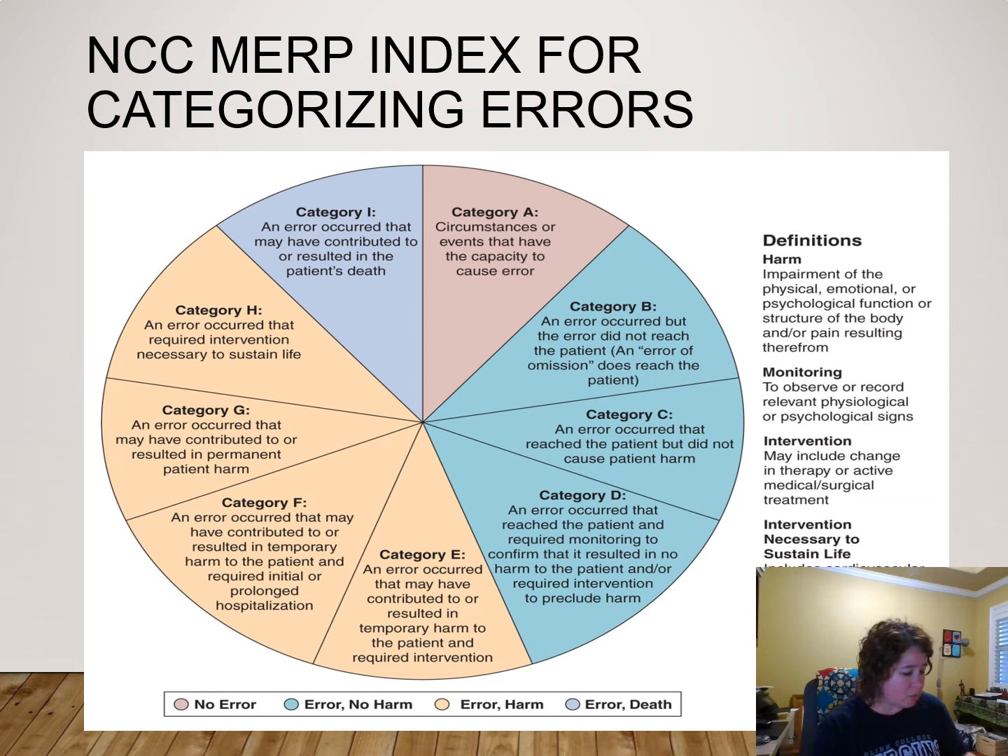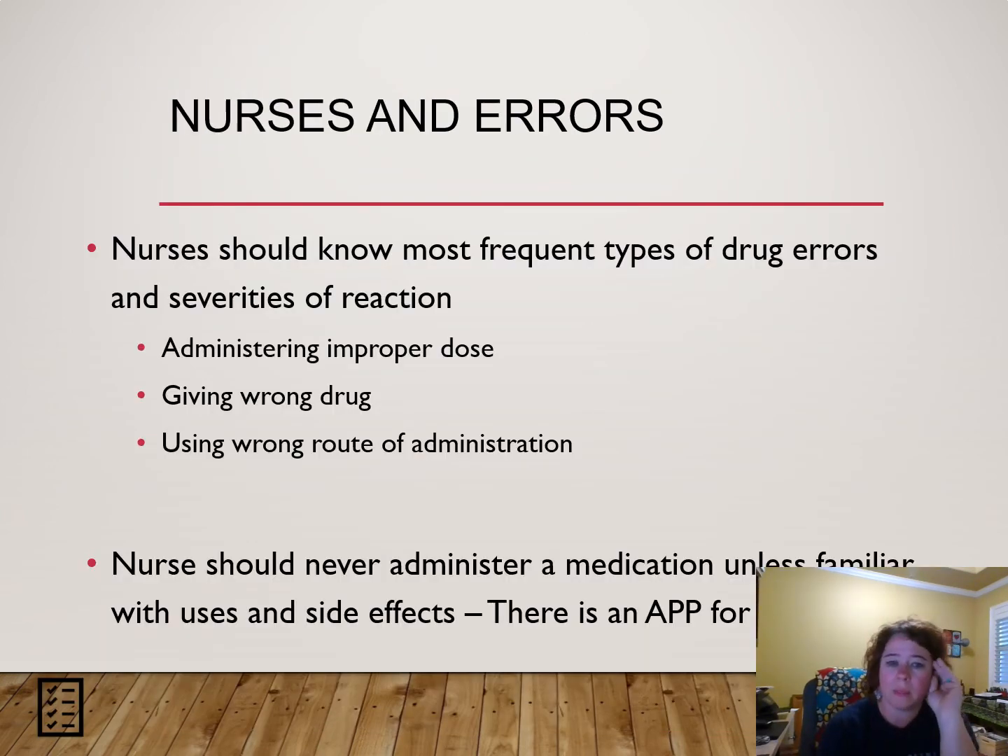Again, this is just another of those slides that just kind of shows you about how we categorize med errors. Again, do not memorize this, okay? This would be for in-hospital use only. Nursing and errors. Here's the most frequent reason why we make errors. Administering the improper dose, giving the wrong drug, please don't ever do that, or maybe even the wrong route of administration. I had a physician one time, he gave me an order to give a medication IV, but that's not what he meant.